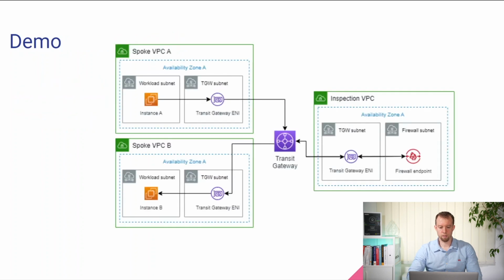And I have a demo for you guys, which utilizes the centralized deployment model. I will attempt to access the Jumpbox B deployed into the Spoke VPC B. As you can see on the diagram, I have a Jumpbox in the Spoke VPC A, where the traffic is routed through the transit gateway, through the inspection VPC and onto the Spoke VPC B.